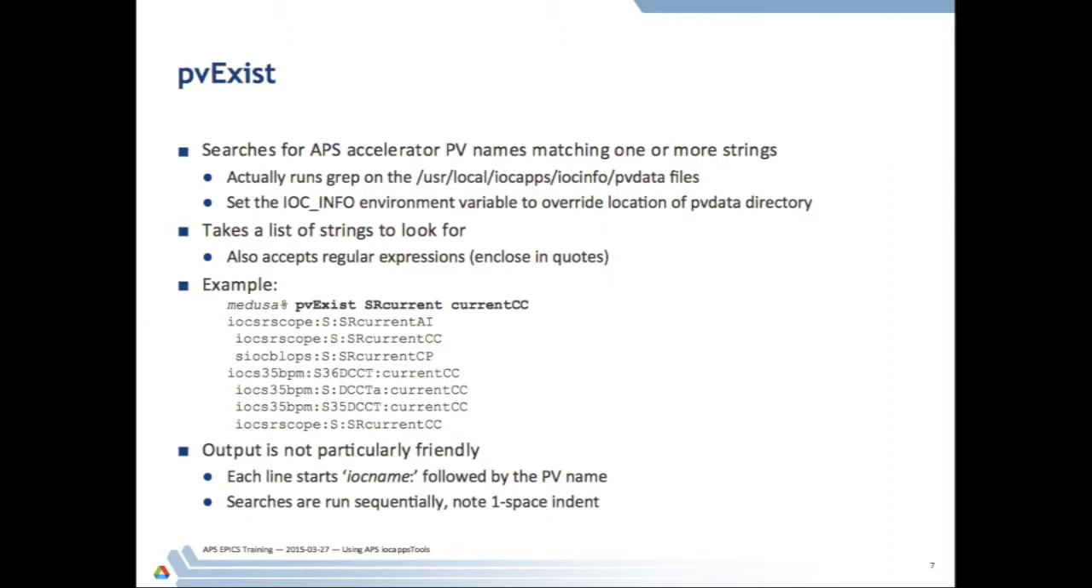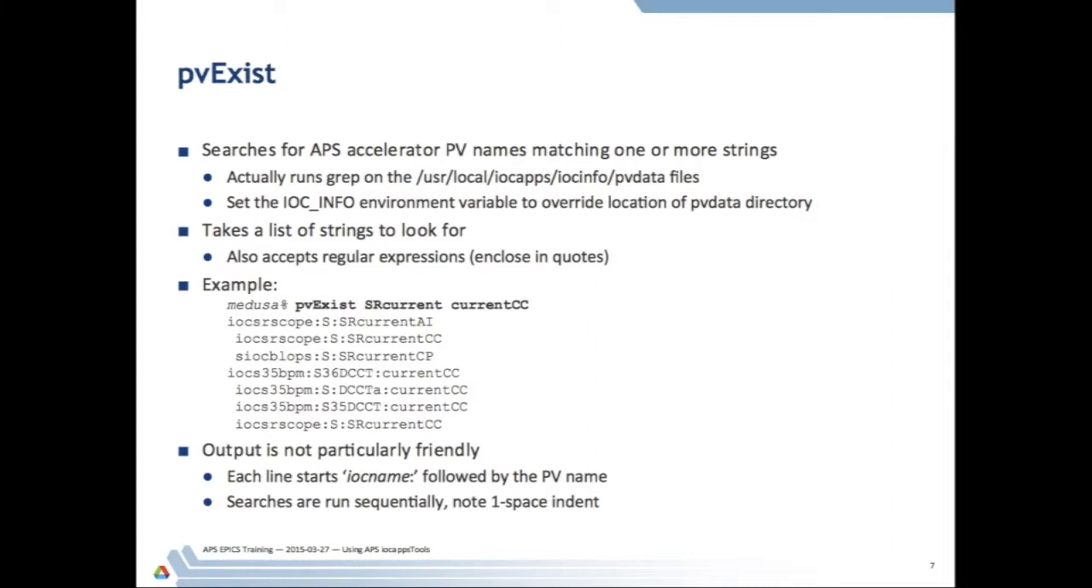The output that it actually shows here is not particularly friendly. What we've actually got here is a concatenation of the IOC name and a colon followed by the PV name. So the line contains more than just a PV name, and you have to ignore the IOC name colon part, and then the name starts immediately after that colon. But that's how the tool currently displays the output.